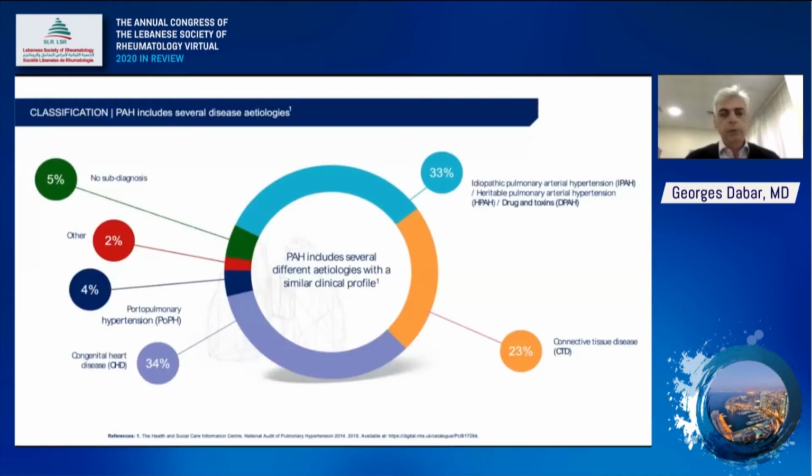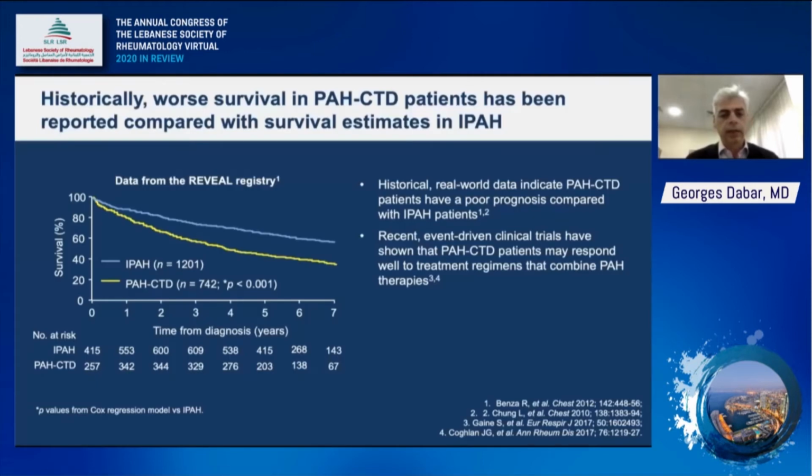Let's look at the groups of pulmonary arterial hypertension. Usually you have one third related to idiopathic pulmonary hypertension, one third related to congenital heart disease, and around 25% due to connective tissue disease, depending on where you live and which country you live in. There is a small part related to portopulmonary hypertension that's included in pulmonary arterial hypertension, and a minority of patients that do not have a well-identified etiology.